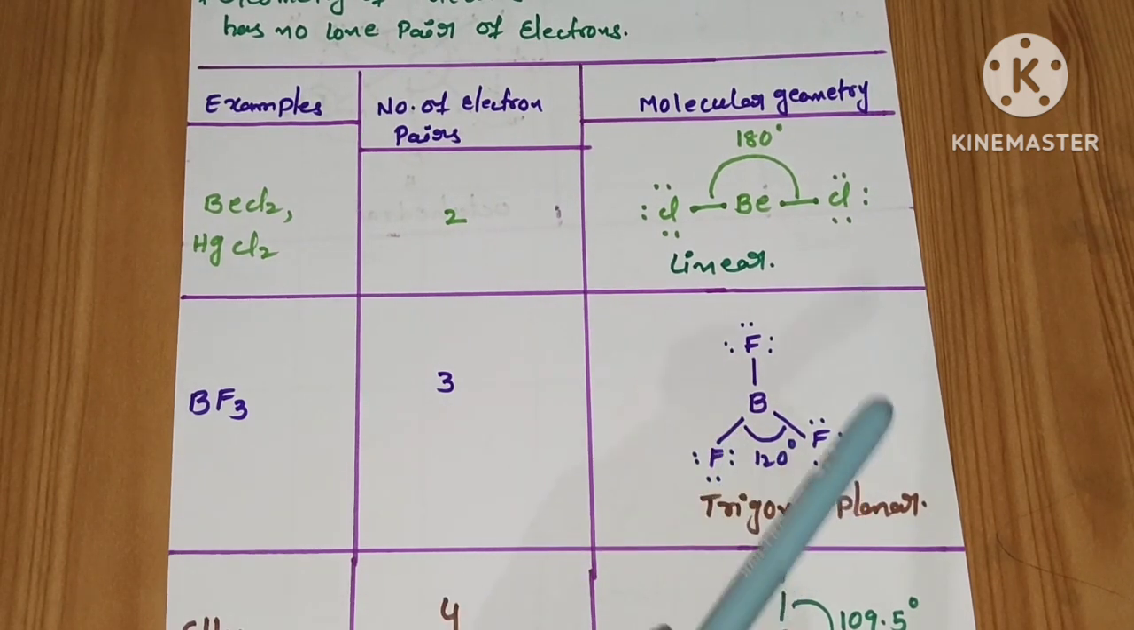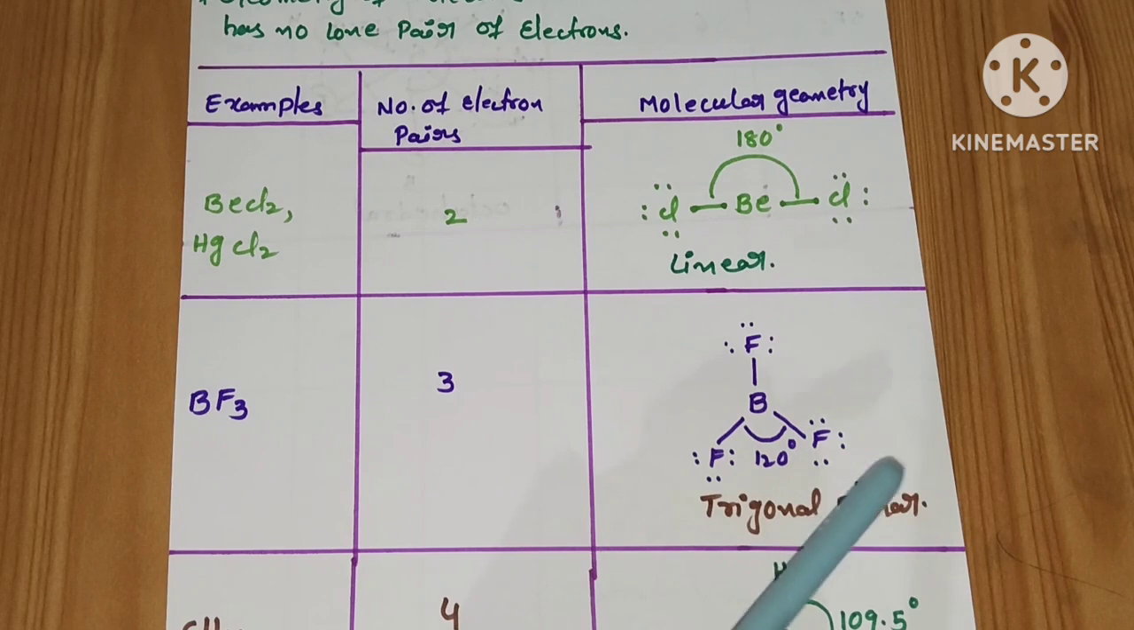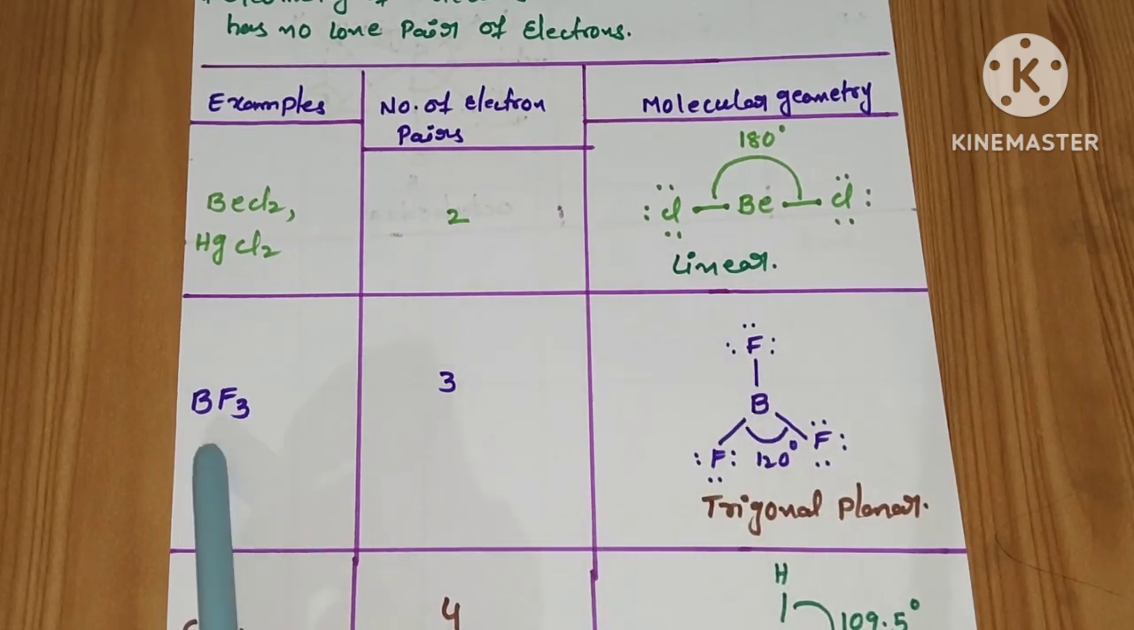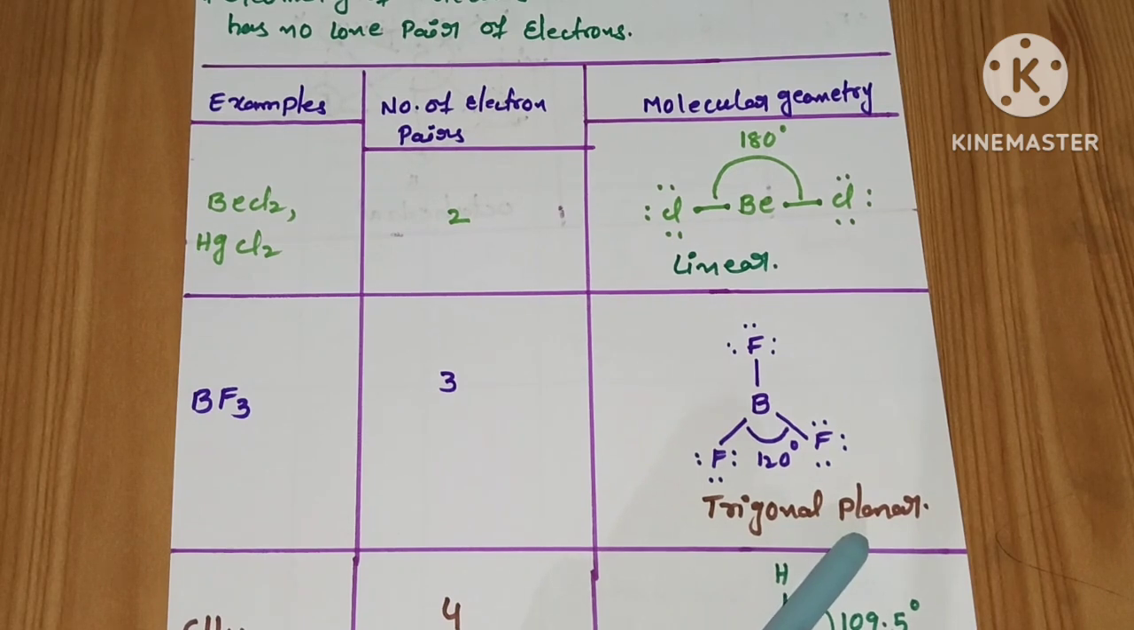Because there are 3 bond pairs and no lone pairs, the atoms arrange themselves as far apart as possible to reduce repulsion. So the shape of BF3 is trigonal planar.